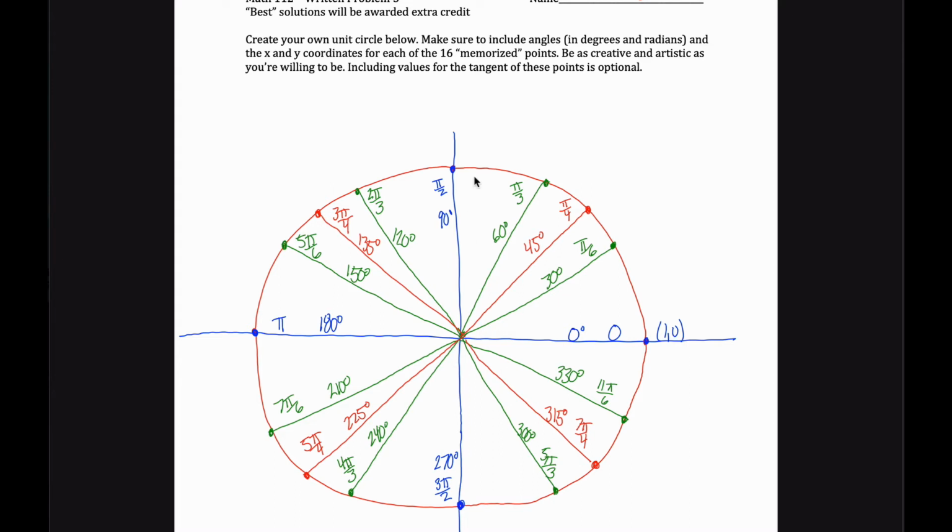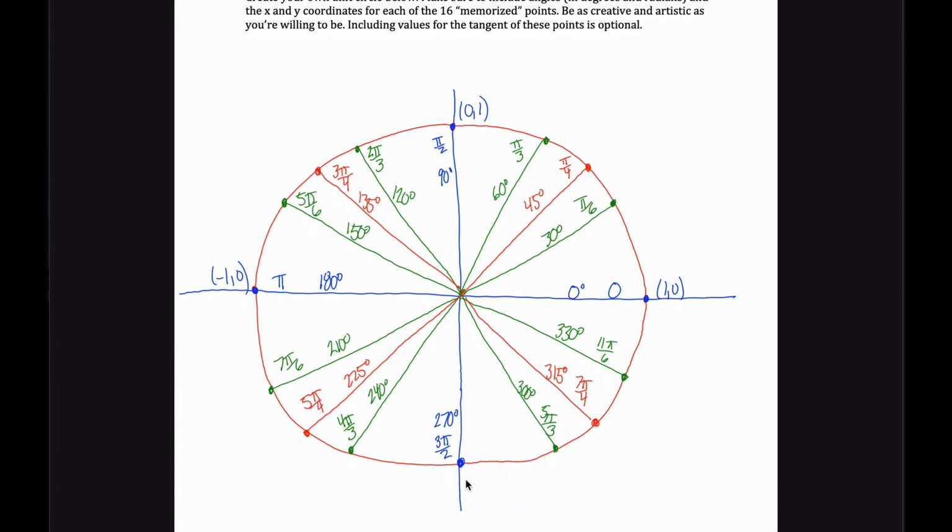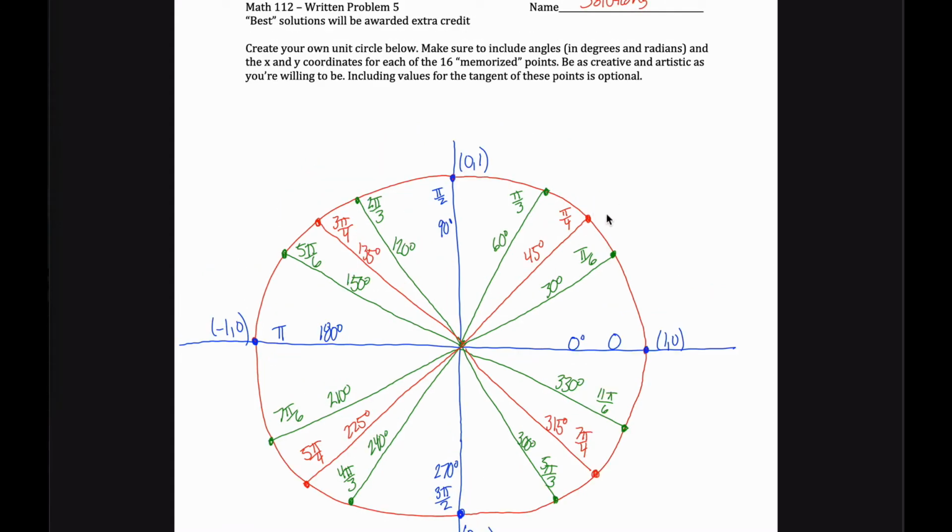If instead of going right 1, I go up 1, I would have an x coordinate of 0 and a y coordinate of 1. If I went left 1, I would have an x coordinate of -1 and a y coordinate of 0. And if I went down 1, I would have an x coordinate of 0 and a y coordinate of -1. Well, there are things you can do other than memorization.